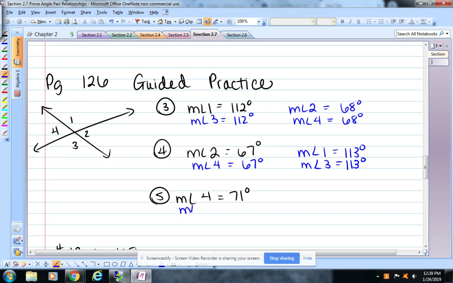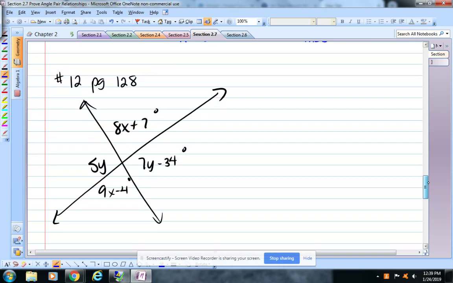So the last one, the measure of angle 4 is a vertical angle to angle 2. So angle 2 will also be 71 degrees. And angle 1 and angle 3 would be supplementary to 71 degrees, which means they would be 109 degrees. And the measure of angle 3 is a vertical angle to angle 1, so it is also 109. So vertical angles are congruent. They have equal measures.